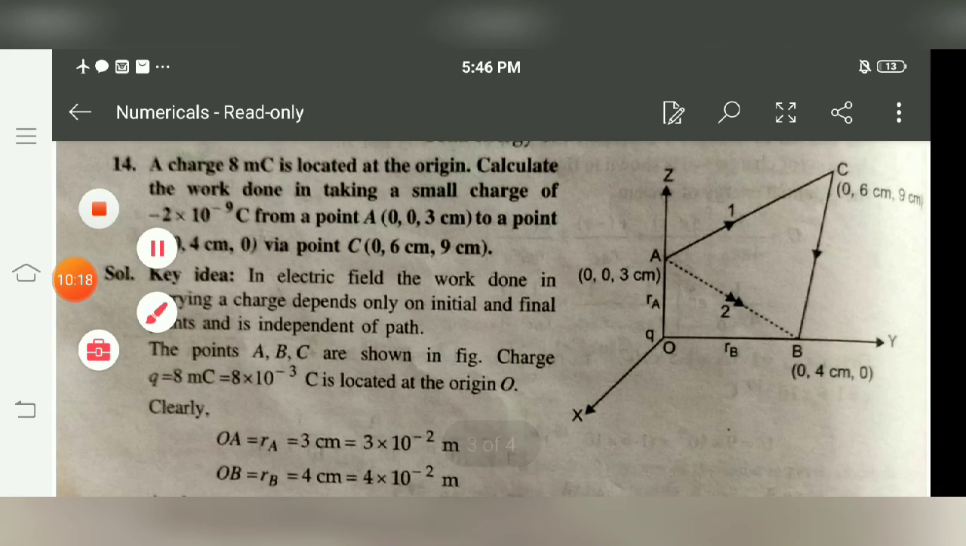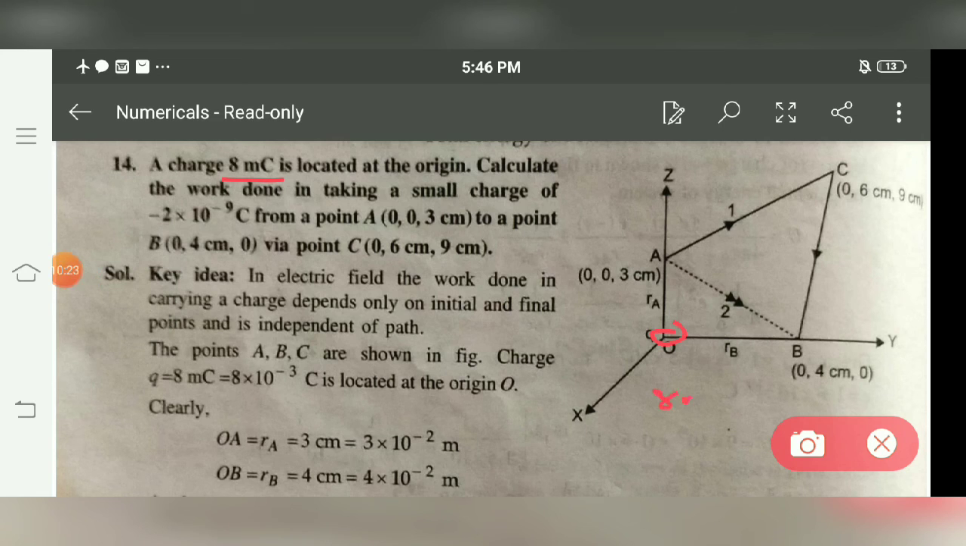Next question. A charge of 8 millicoulomb is located at the origin. Milli means 10^-3. Calculate the work done in taking a small charge of 2 × 10^-9 coulomb, or we can say 2 nanocoulomb, nano means 10^-9, from point A to B via C, means we are taking the charge from A to B like this.